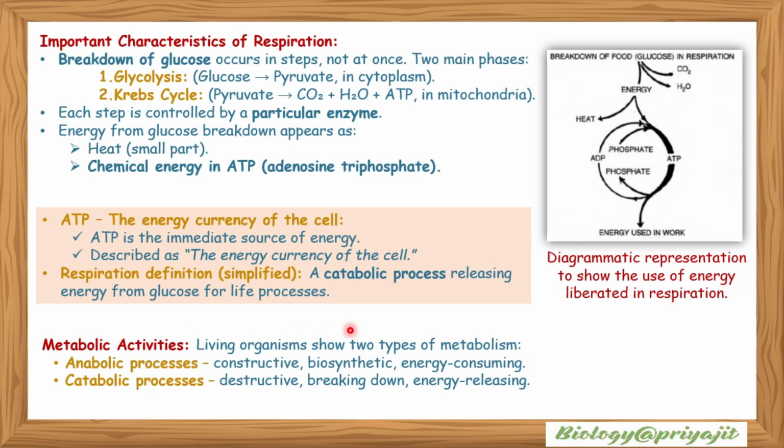Metabolic activities: living organisms show two types of metabolism: anabolic processes, which are constructive, biosynthetic and energy consuming, and catabolic processes, which are destructive, breaking down and energy releasing. Here is the diagram representation to show the use of energy liberated in respiration.